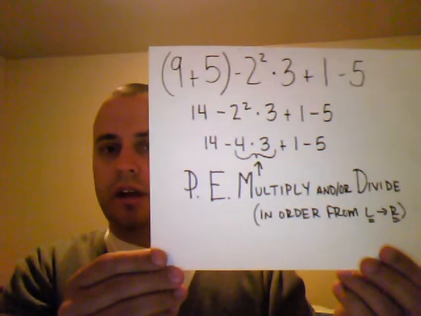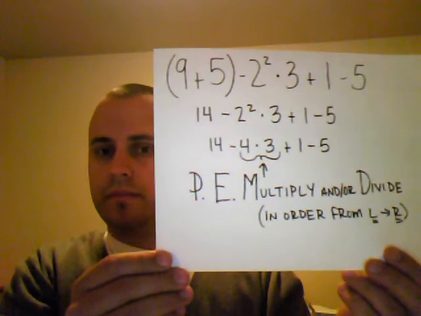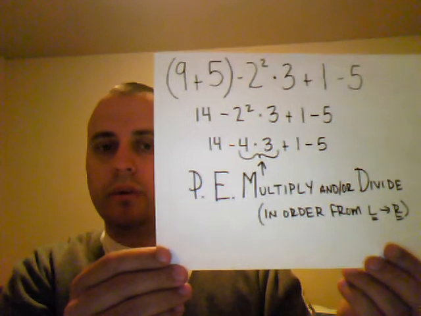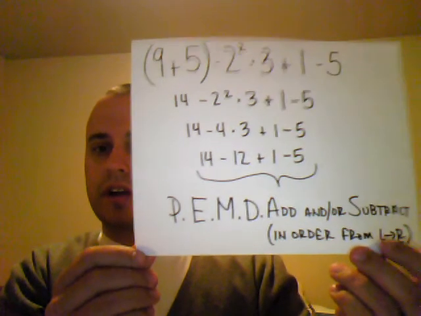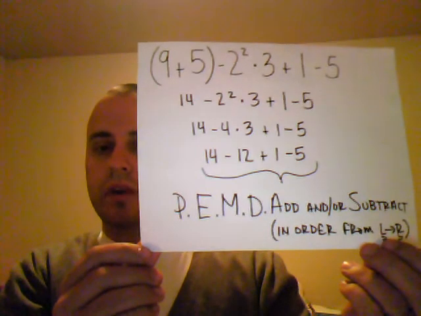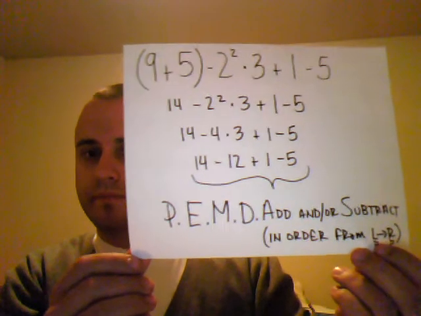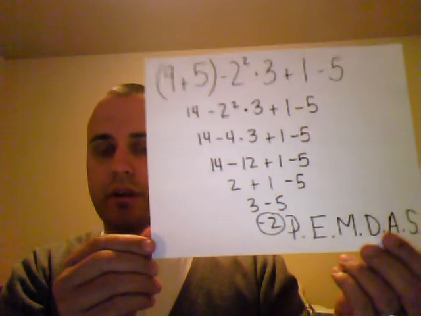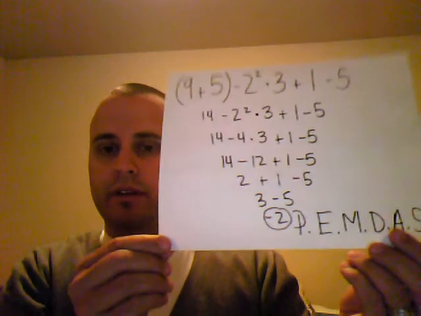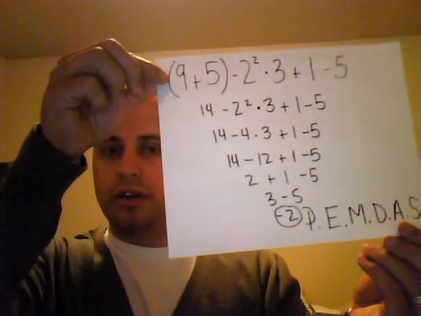From exponents, we would move on to multiplication and division in order from left to right. In this instance, there's no division, so we would only stick with the one multiplication problem. After we have solved any multiplication and division, we would move on to addition and/or subtraction, and we would also do whatever comes first in order from left to right. Once we have solved that, we've come up with the solution, which is negative 2, and our order of operations is PEMDAS: parentheses, exponents, multiplication, division, addition, and subtraction.